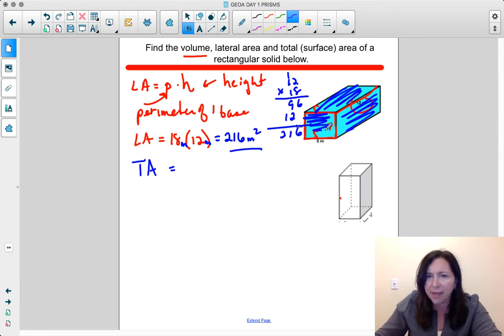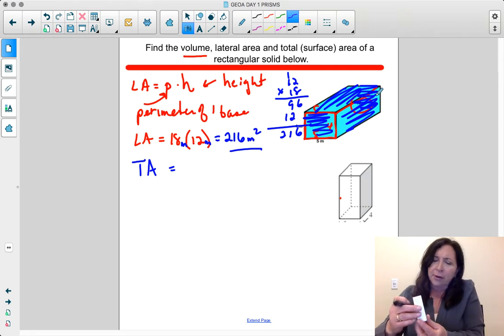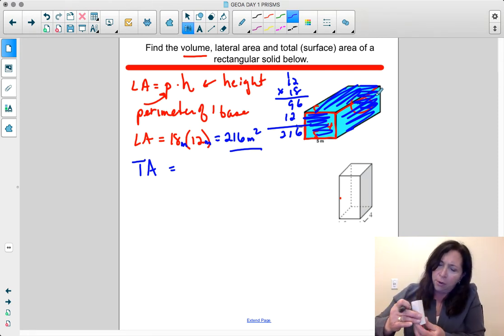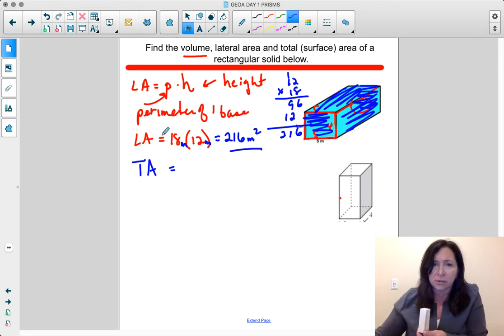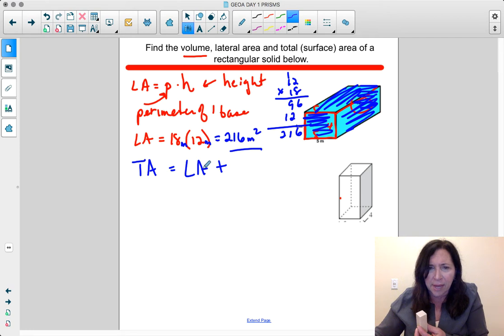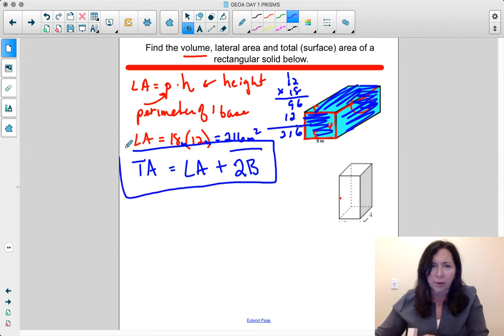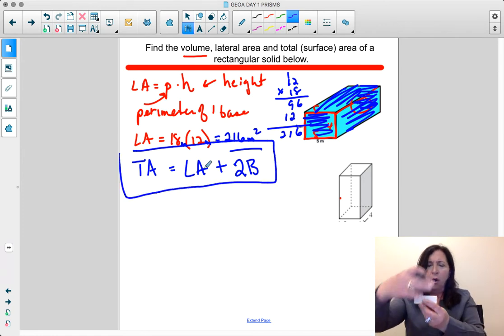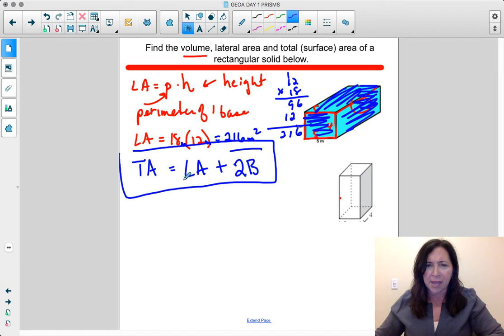Plus, you have to find the area of both the bases, because remember, lateral area is the area going around. So you're finding the area of all of that. Whereas total area is the area going around, which is your lateral area, plus the area of both of my bases. Because capital B is the area of one base, we're going to go 2 bases. So this is the formula for total area. It's the lateral area going all the way around plus the area of both bases.